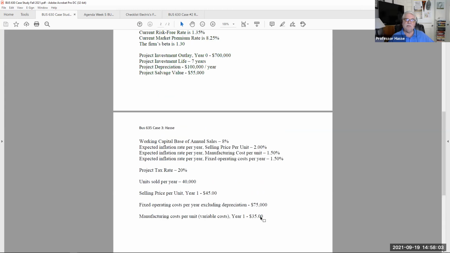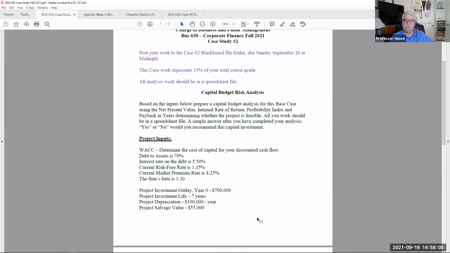Put all those together and determine those for a return analysis, and you have to just answer one question on your spreadsheet. Would you recommend this as a capital investment? Yes or no? That's the only writing you have to do on this as far as interpretation, a yes or a no. Would you recommend this project based on your analysis as a recommendation for a capital investment?